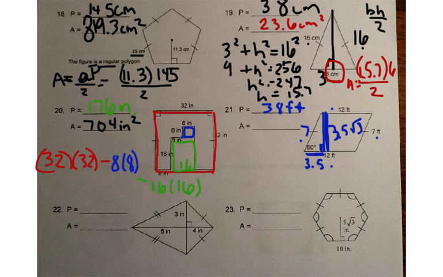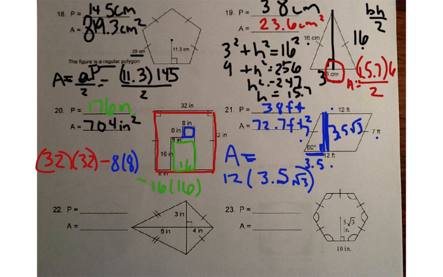So that's my height. So to get the area, I am going to multiply the base, which is 12, times the height, which is 3.5 times the square root of 3. And when you type that in your calculator and round to the nearest tenth, one number after the decimal, you get 72.7 square feet.